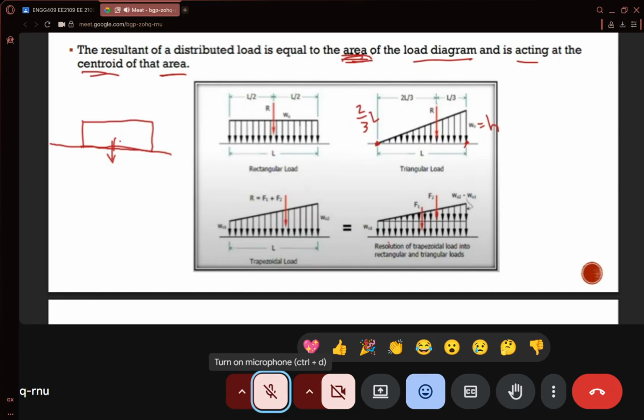Okay? So you have to resolve the trapezoid into two figures, a rectangle and a triangle. So for the resultant, you'll have an F1 and an F2. F1 is for the rectangular part, F2 is for the triangle part. So the resultant is what? F1 plus F2. Okay?